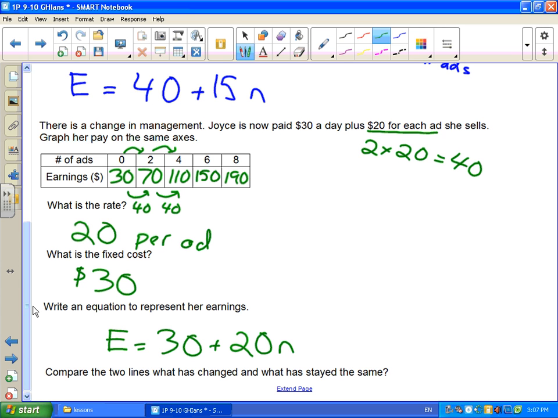Compare the two lines. What has changed and what has stayed the same? Well, the rate increased, so the line got steeper. And the fixed cost or the fixed pay got smaller, so the intercept moved down. And what stayed the same? They're both linear relationships. That's about the only thing that stayed the same. And that's example 2.